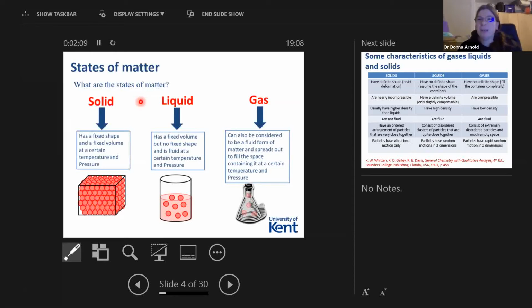So what are the states of matter? Well, there are three states of matter that we're going to be really interested in over the course of this lecture series. And these are solid, liquid, and gas. So let's think about these in a little more detail.